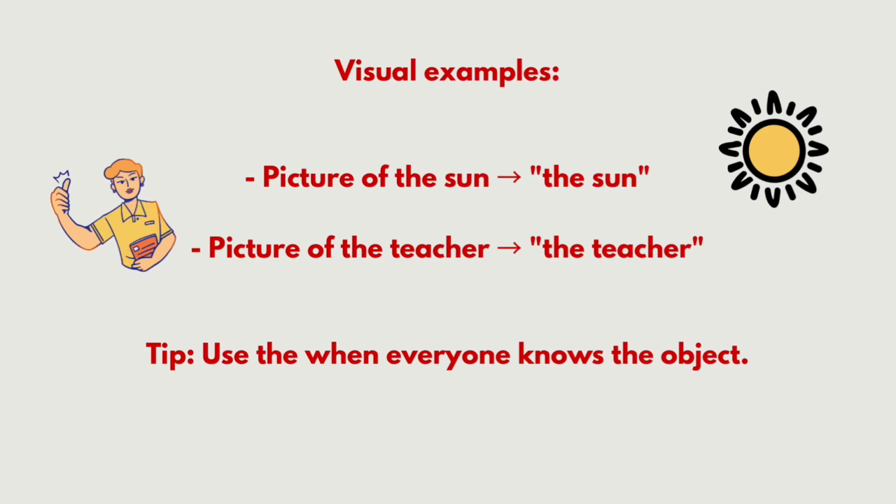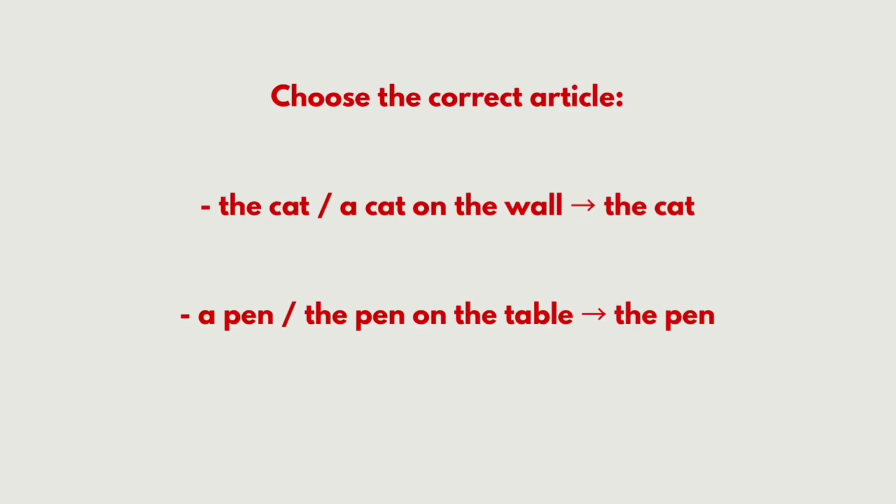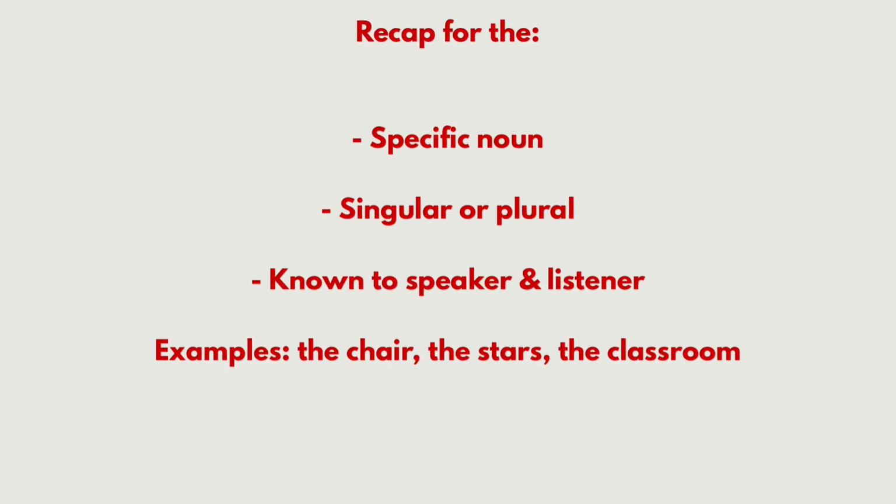Picture of the sun, the sun. Picture of the teacher, the teacher. So, use the article the when everyone knows the object. Here is a small practice in the form of fill in the blanks. Also you can do this practice: choose the correct articles. We already did the, a, or an. So there is also a mini practice here.